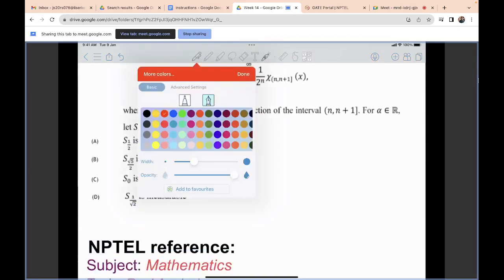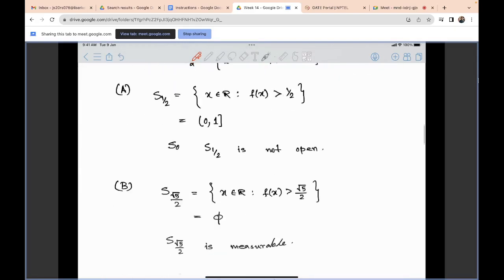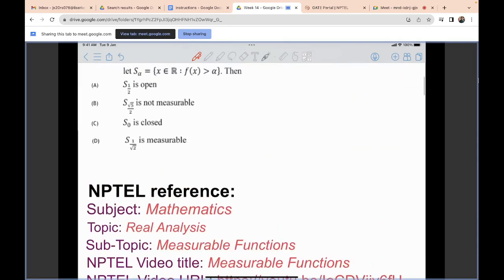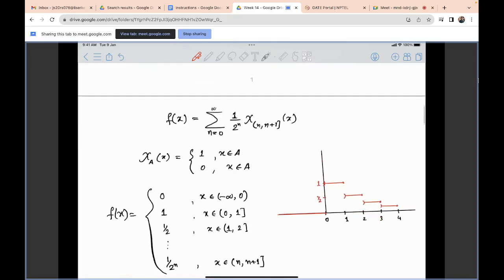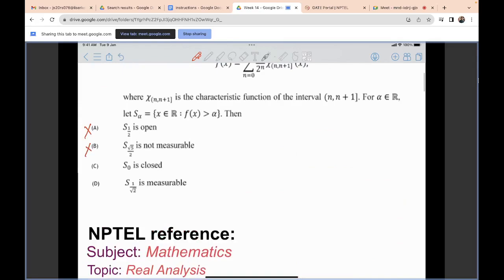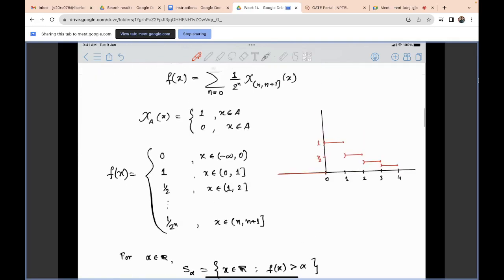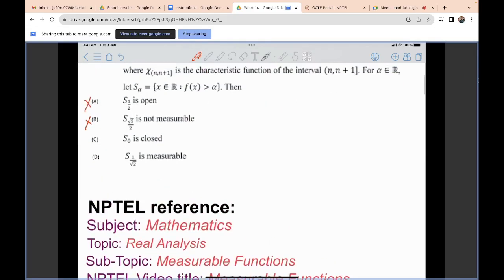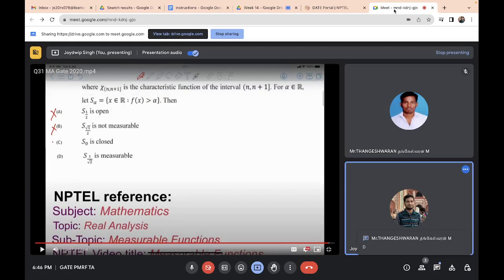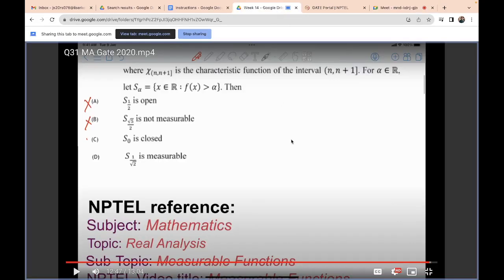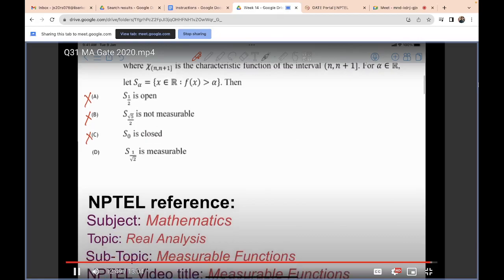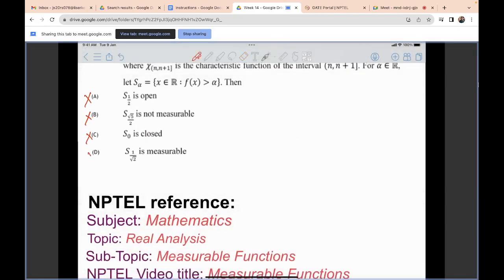So which option is correct? S half is not open, so option A is false. S root 5 by 2 is said to be not measurable, but we have got that it is measurable, so option B is false. S0 is said to be closed, but we have got that S0 is not closed, it is an open interval, so option C is false. And S1 by root 2 is measurable, that we have got. So option D is correct.